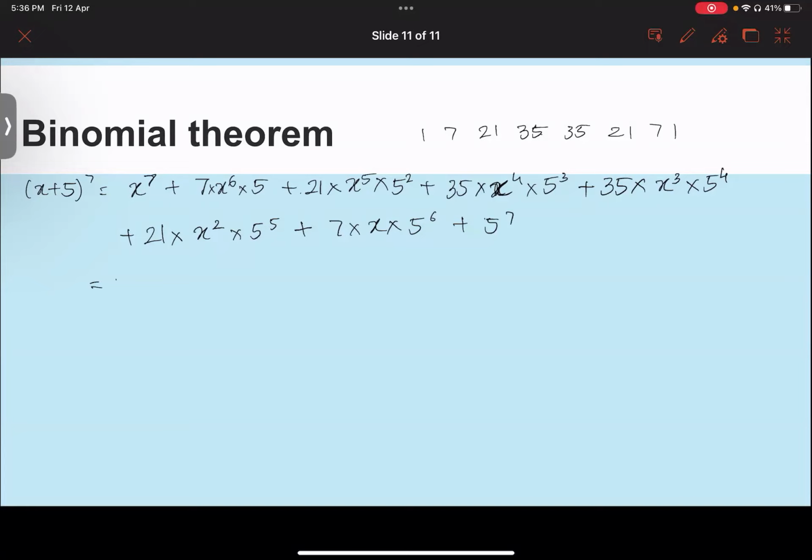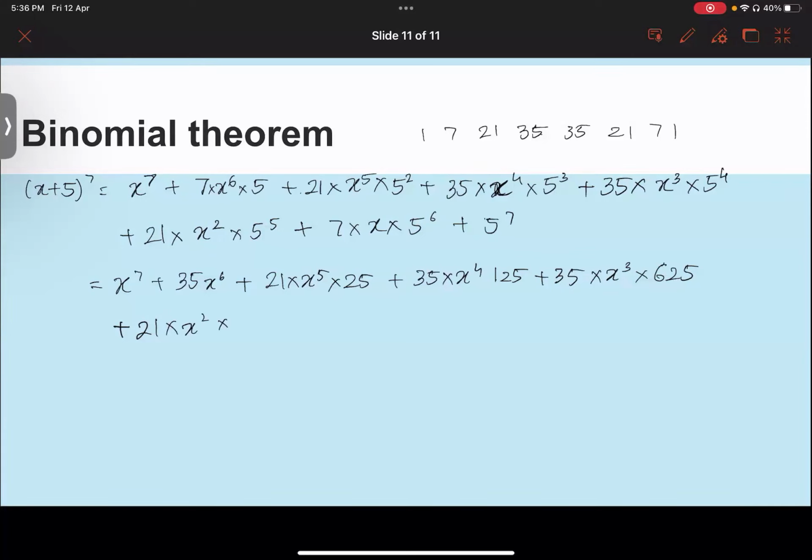Okay, so now let's expand. You have 7 into 5, so that is 35 x raised to 6. Now this is 21 into 25 x raised to 5, plus 35 into x raised to 4, and 5 cubed is 125. Then you have again 35 into x cubed, and 5 raised to 4 is 625. Then you have 21 into x squared into 3125, since 625 into 5 is 3125. Then the next one is 7 into x into 5 raised to 6, so 3125 multiplied by 5.